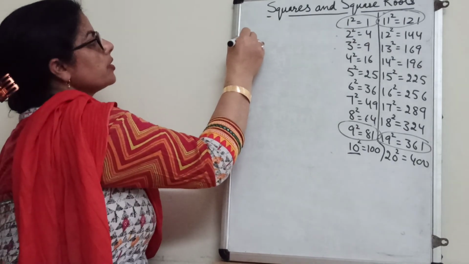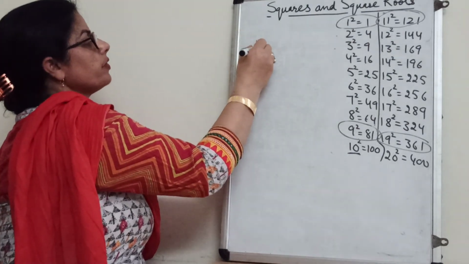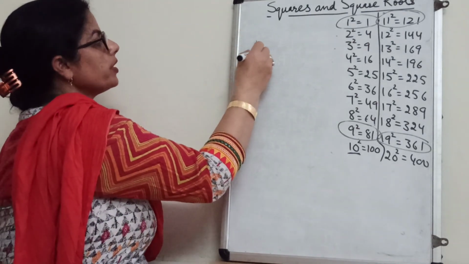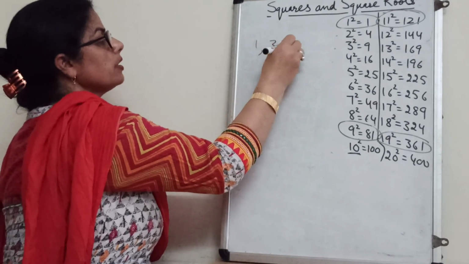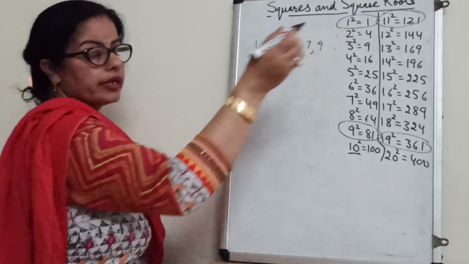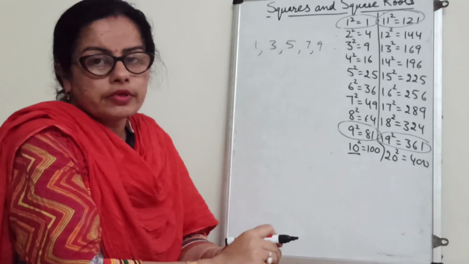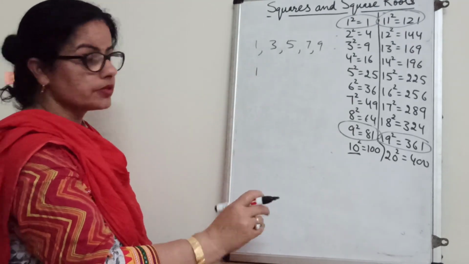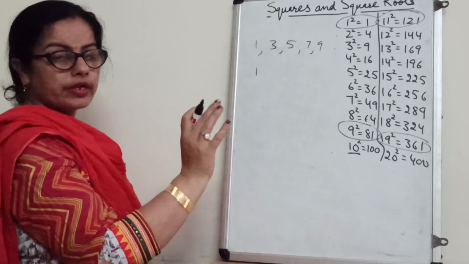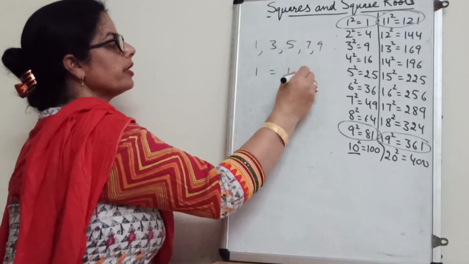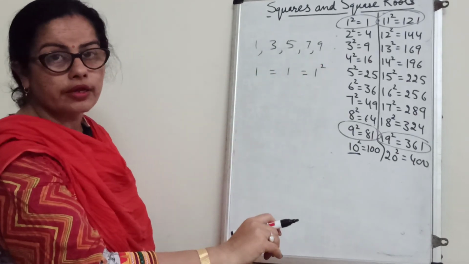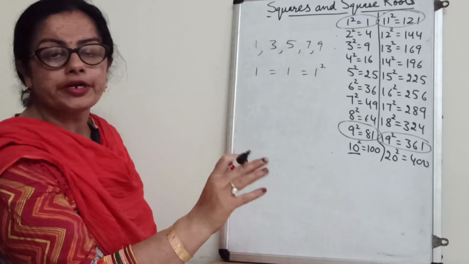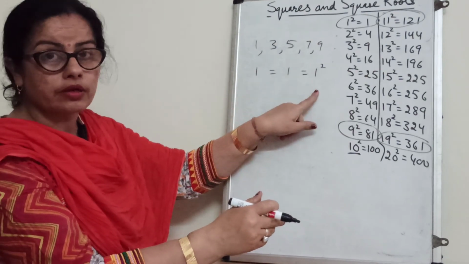now next property is, you know what are odd numbers? 1, 3, 5, 7, 9 and so on. So many odd numbers are there. If we are taking only 1, then we can write 1 as 1 square.